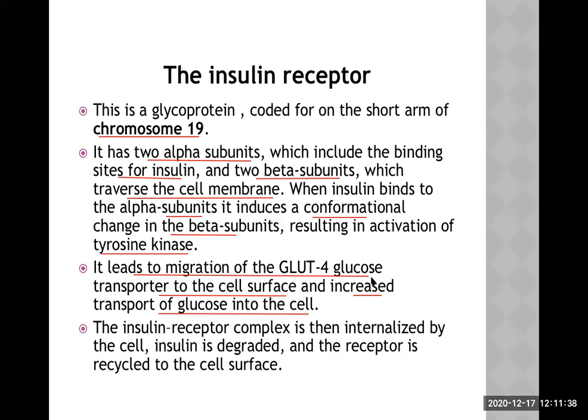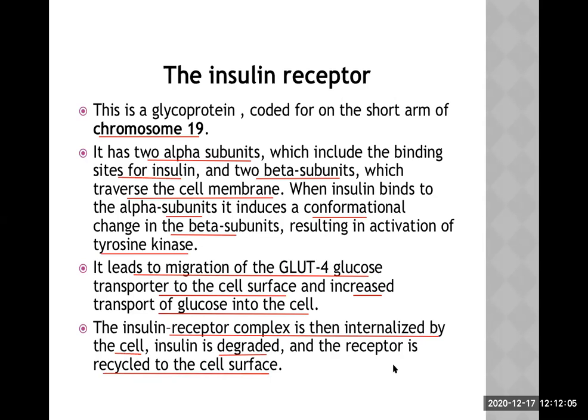So what does that mean? Enough glucose is present in the blood, but our cells cannot take up that glucose because of a lack of insulin through the GLUT4 transporter. The insulin receptor complex is then internalized by the cell. Insulin is degraded there and the receptor is recycled to the cell surface.